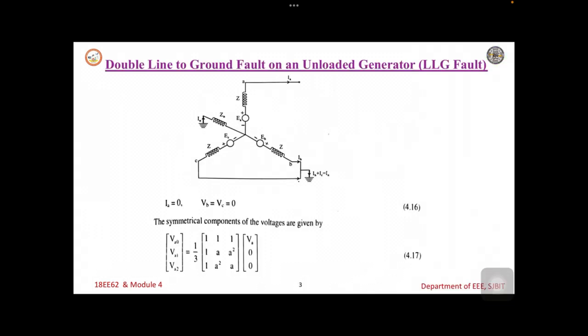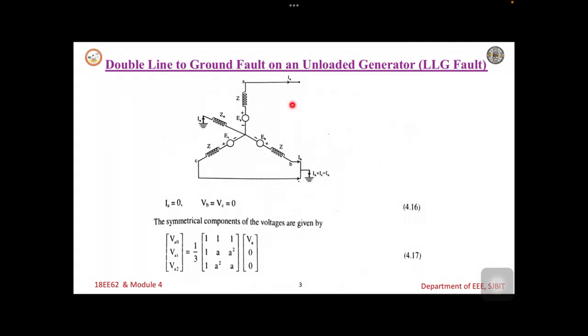In the second session, I will be explaining how to find the sequence network and fault current for double line to ground fault. In the previous session 1, I explained the unsymmetrical fault analysis introduction and finding the fault current and sequence network for LG and line to line fault.